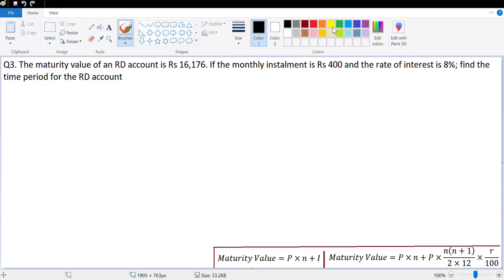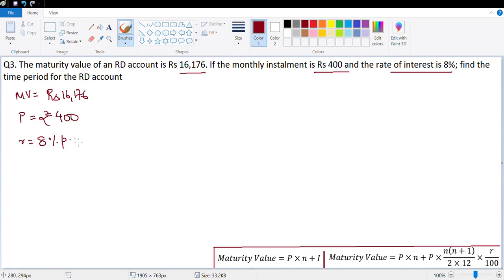The next question that we do is question number 3. It says maturity value of an RD account is 16,176. So maturity value is equal to rupees 16,176. Monthly installment is rupees 400, which means P is equal to rupees 400. Rate is 8%. So R is equal to 8% per annum. And we need to calculate the time period.